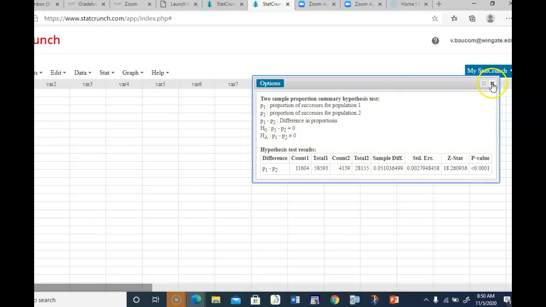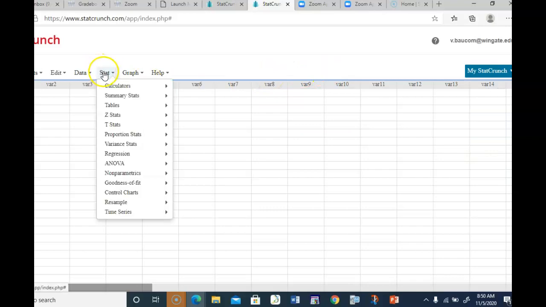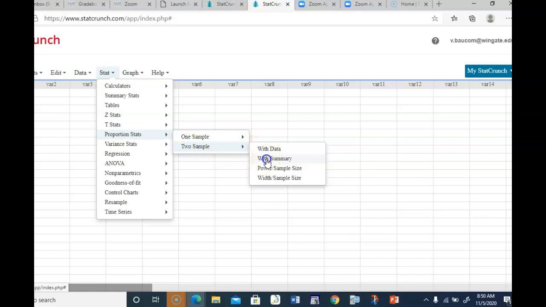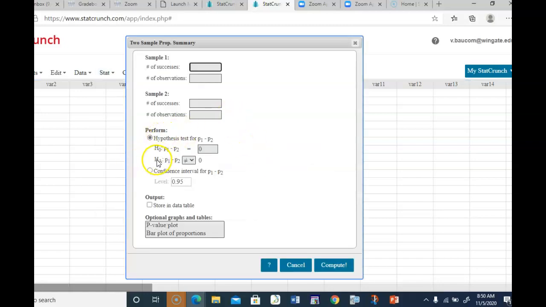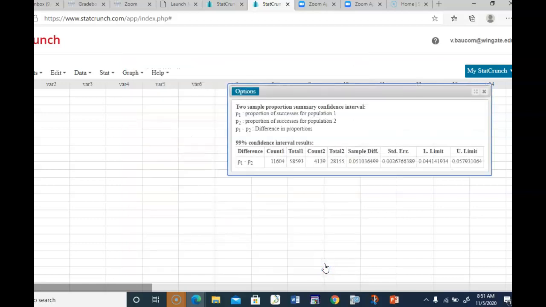Okay, if we wanted to do the confidence interval, what we would do is go back to Stat, Proportions, 2 sample with summary, and instead of choosing hypothesis test, we're going to choose confidence interval. We'll put the same information in, except for our confidence level, our alpha was 0.01, so we're going to want a 0.99 confidence level. Compute that, and we see that our lower limit is 0.044, which is what we had, and 0.058, which is also what we had.